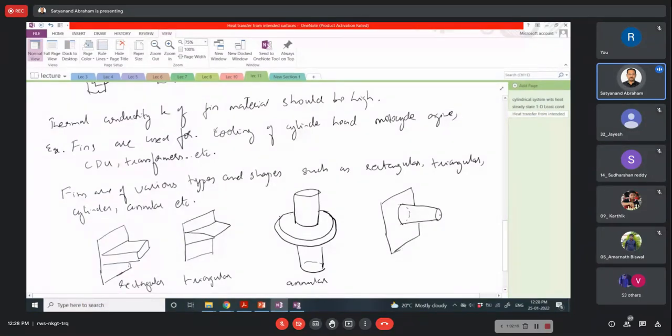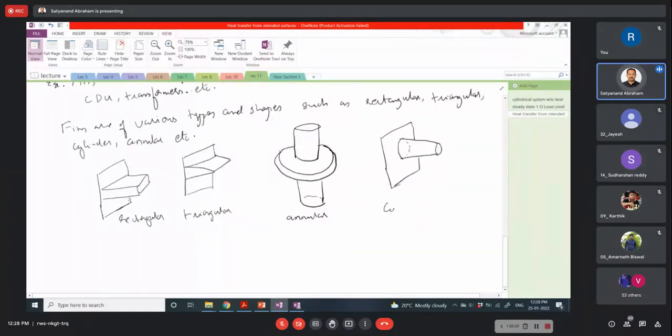Okay. Likewise, an annular fin can be there, and likewise various types of circular fin. So various types of fins are available. When the length of the fin is the same as its diameter, then it is known as a pin fin. Okay, it is known as a pin fin. So like this, various fins are going to be available.